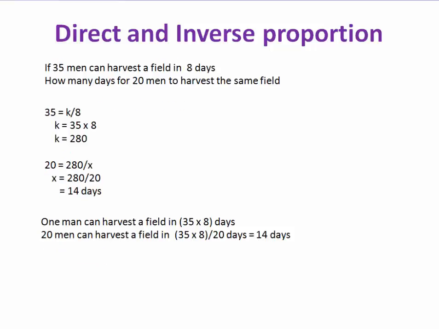Okay, we're going to do this one now. Another word question. 35 men can harvest a field in 8 days. How many days for 20 men to harvest the same field? So a decrease in men would lead to an increase in the number of days. So it's an inverse question. Write it out, work out the K, then use the K, the constant, in our question.